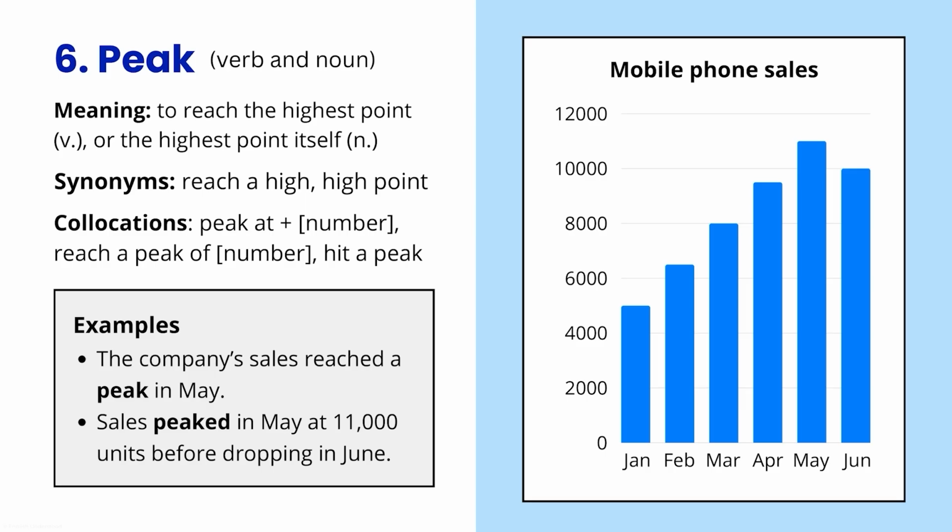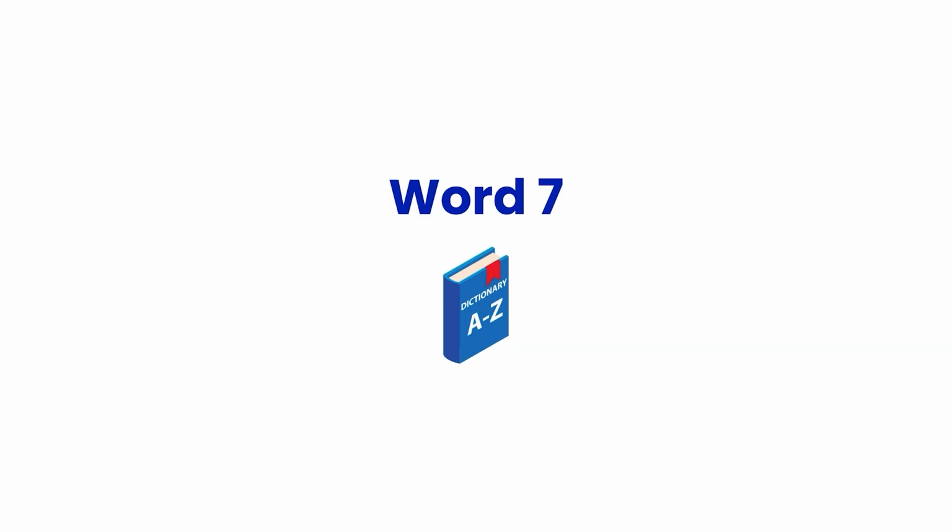Now note here that when we're using peak as a verb, you still need to think about the tense. In this case, we're talking about the past, and that's why we've had to add ed at the end of peak. So peak is a great word to use when you're talking about the highest number, and that's normally an important feature when you're describing data in writing task 1. Let's look at word number 7 now, which is not a verb and it's not a noun.